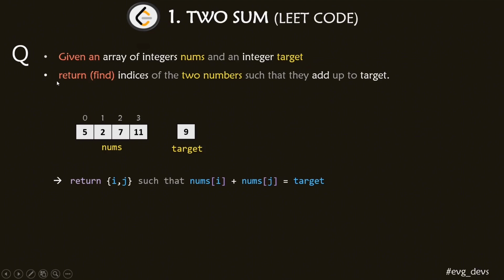The second statement is we have to return the indexes of the two numbers. Here the two numbers are 2 and 7, and we have to return their indexes, that is 1, 2. Here we have to return 1, 2 such that nums of 1 plus nums of 2 must be equal to the target. That is, nums of 1 is 2 and nums of 2 is 7. 2 plus 7 must be equal to the target. Their target is 9. 2 plus 7 is 9 and the target is 9. Yes, they are equal.